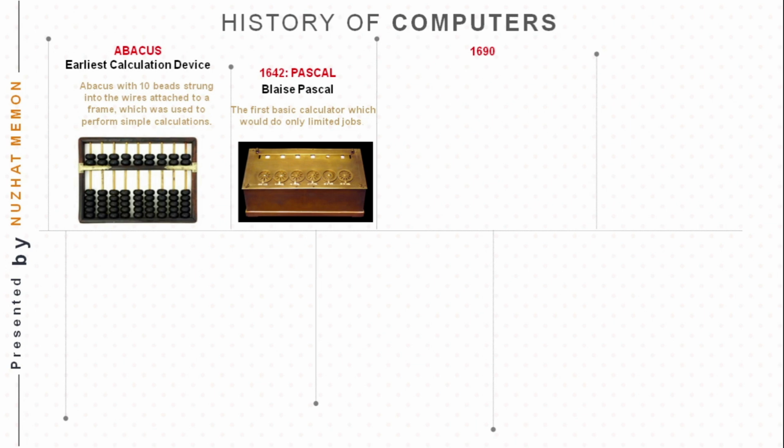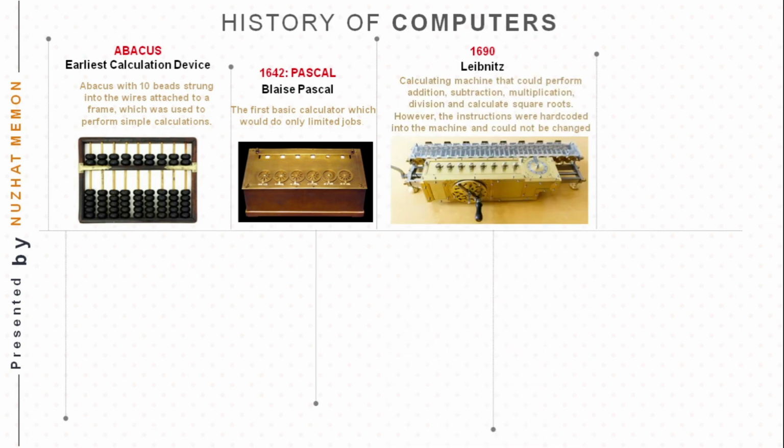Then third, in 1690, we have Leibniz. Leibniz is a calculating machine that could perform addition, subtraction, multiplication, division, and square roots. However, the instructions were hard coded into the machine and could not be changed. So this was the drawback of this machine. I will explain what it means. If you give an instruction of an addition to this machine, you can't change your instruction then. Once your instruction is given, that is it. Till it gets the output, you can't give another instruction or change your instruction.